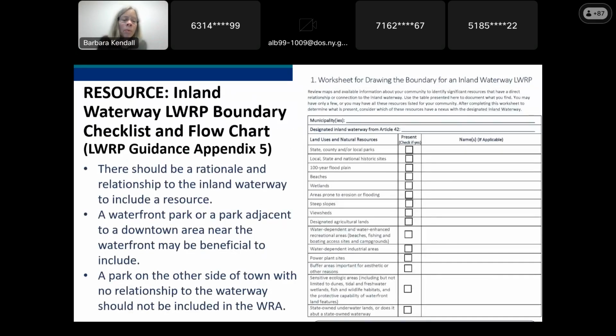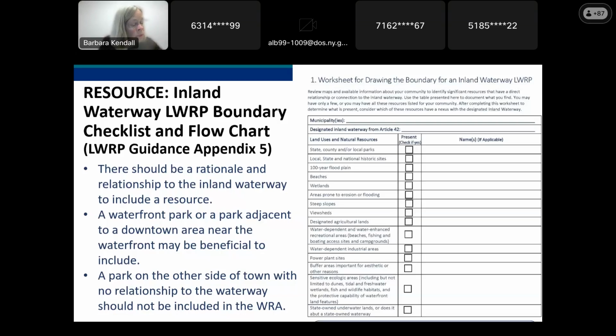To help with the inland waterway delineation for the LWRP boundary, we have developed a flow chart and a checklist. So I'm going to show you a little more about these. However, again, even though there's a checklist, there needs to be a rationale and a relationship to include a resource. For example, if there's a waterfront park or a park adjacent to a downtown area near the waterfront, it would probably be good to include those within the boundary. But if there's a park on the other side of town that's not connected to the waterfront at all, that would not be something that you'd include in the boundary.